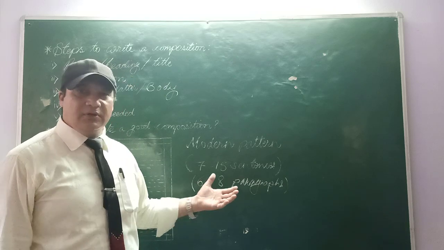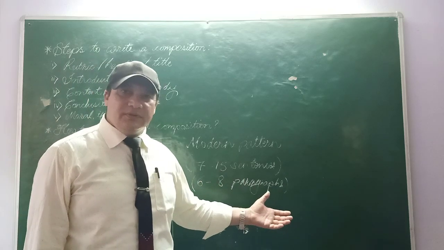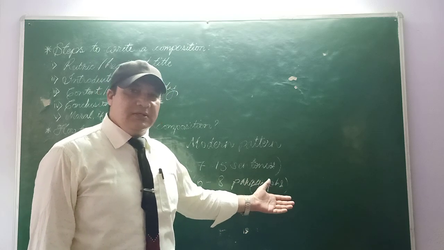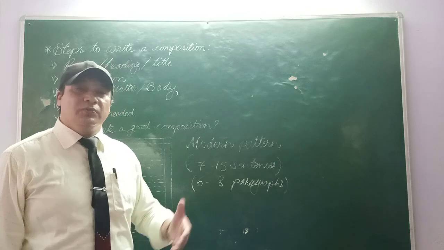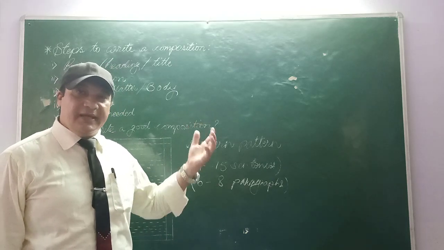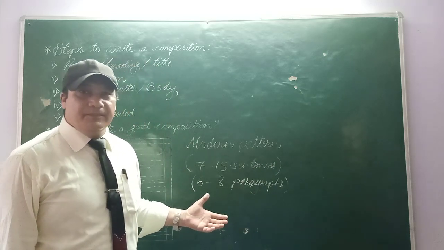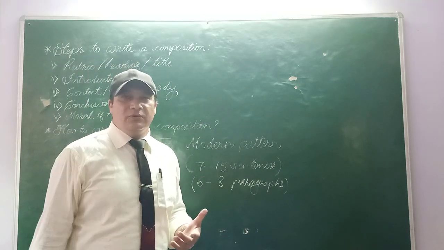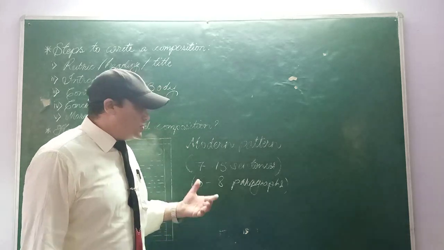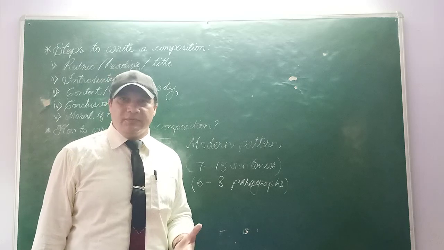You need to use figures of speech, like idioms, similes, metaphors. Then you have proverbs, famous sayings, old sayings. Include them in your writing when you are writing a composition. On one hand, you have to reach 400 words. So all these varieties will give a better look to your composition.